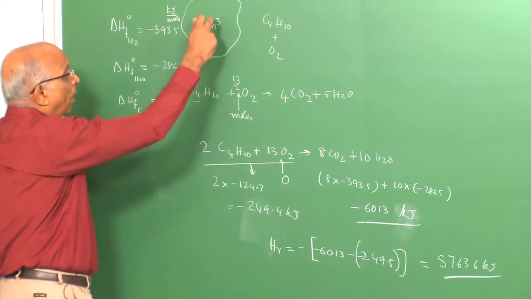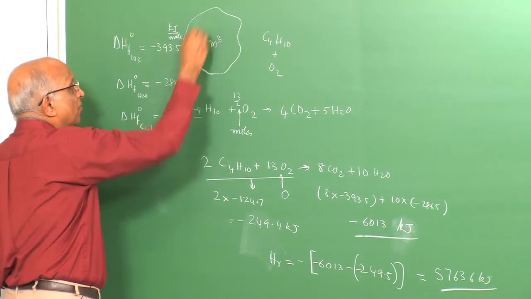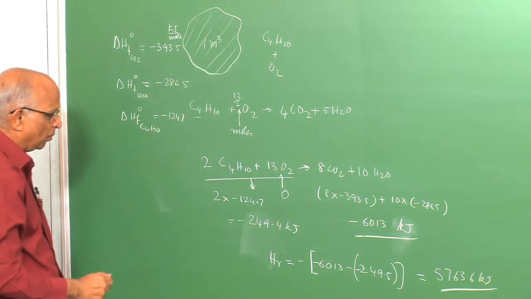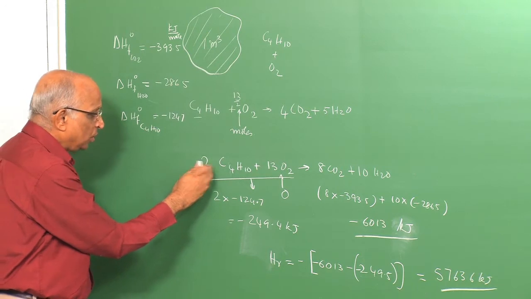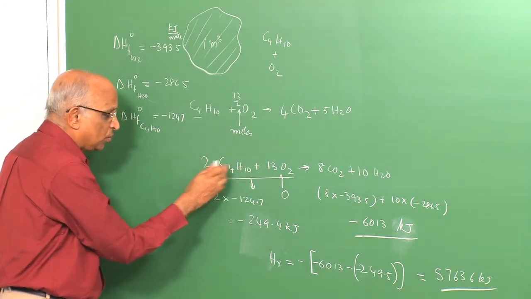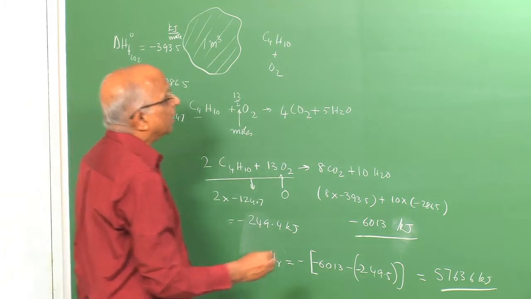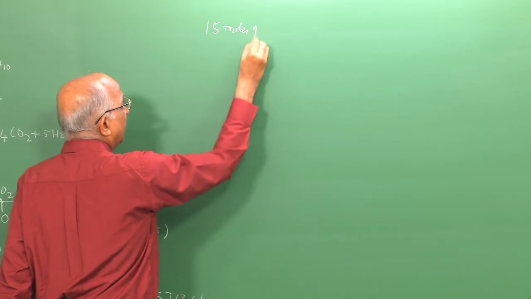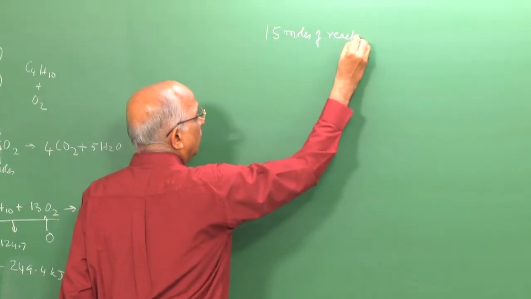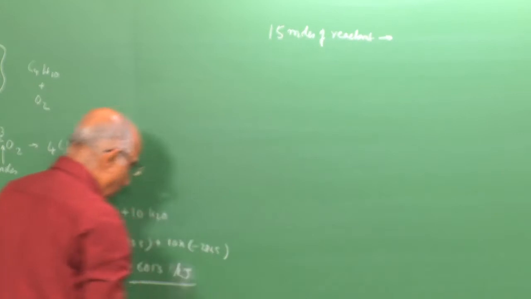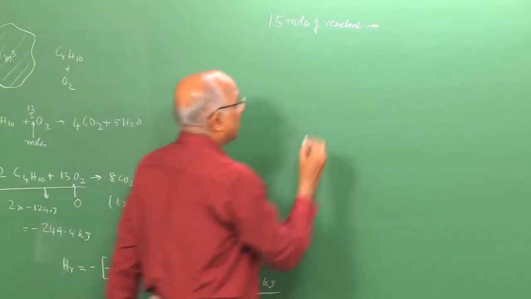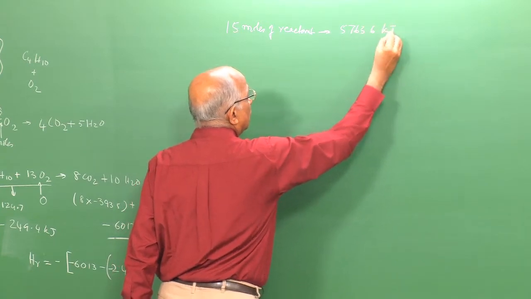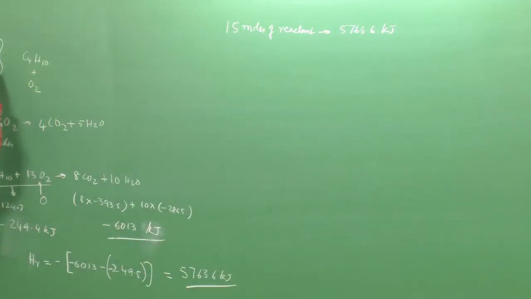But how do I determine what is the heat released from 1 meter cubed? I have to determine how many moles are there in 1 meter cube. I know that I have 2 moles of butane plus 13 moles of oxygen. That means for 15 moles of reactant, the energy which is got from this reaction is 5763. Now, how many moles are there in 1 meter cube?